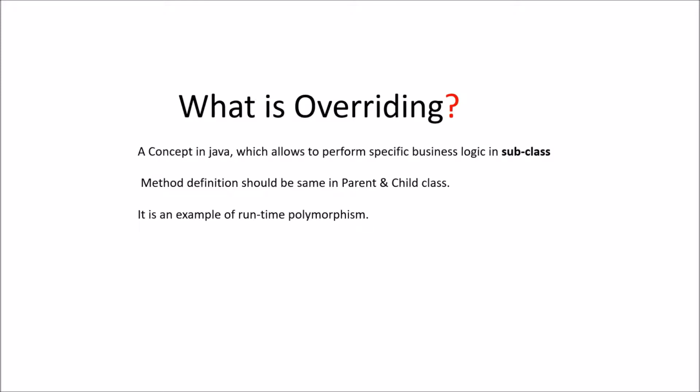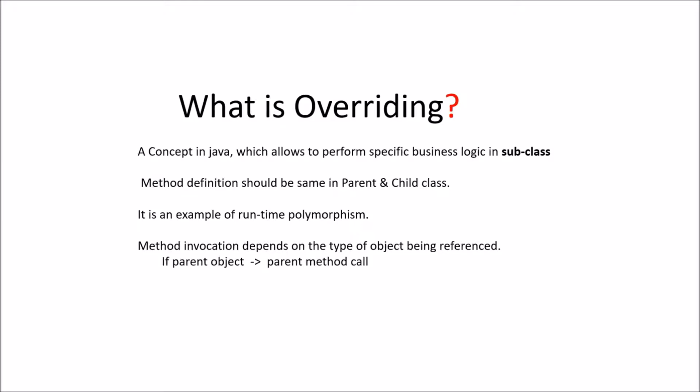Now, the question is, if you are doing overriding, which method will be invoked? It will be invoked from parent class or child class. This depends on the object creation. So, method invocation depends on type of object being referenced. For example, if you're creating a parent object, parent method call will happen.